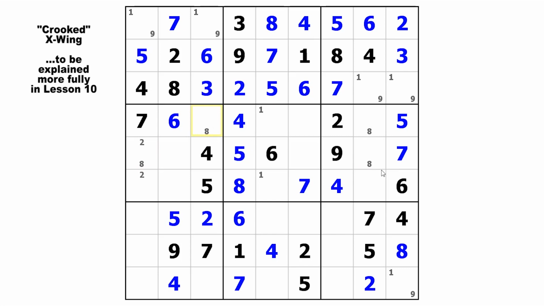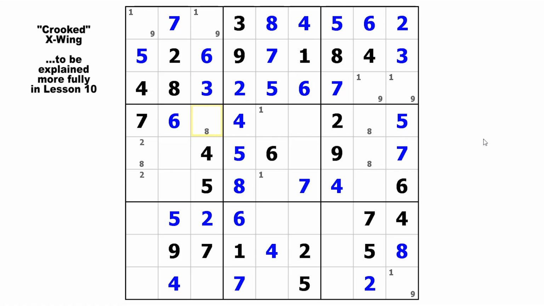And notice this acts just like an X-wing on these 8s. One of the 2 diagonal sets of 8s is going to be true, and the other set is going to be false. So as soon as we solve any one of those 4 candidate 8s, we will know that the other diagonal one will be true and the other 2 will be false.